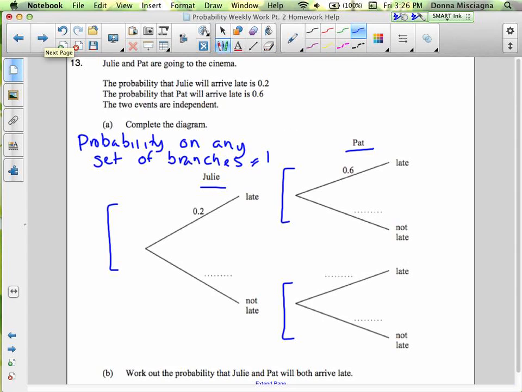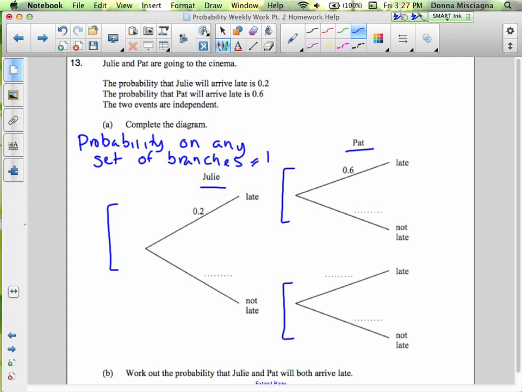Notice that it says the 2 events are independent. So the probability that Julie will arrive late is 0.2. Now, what would be the probability she will not arrive late? The probability that Pat will arrive late is 0.6. Pat seems to have a little bit of a problem being late. What's the probability that she will not arrive late?